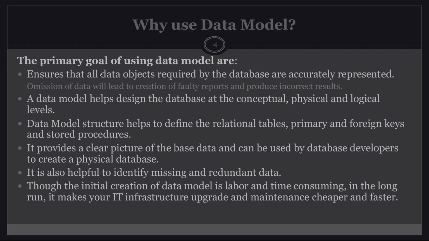Okay, why use the data model to begin with? The primary goal of using the data model is to ensure all data objects acquired by the database are accurately represented. It helps design the database at the conceptual, physical, and logical levels. It helps to define the relational tables, the primary and foreign keys, which we are going to see later, as well as the sort procedures, which are not really important, I believe. Don't worry about them too much.